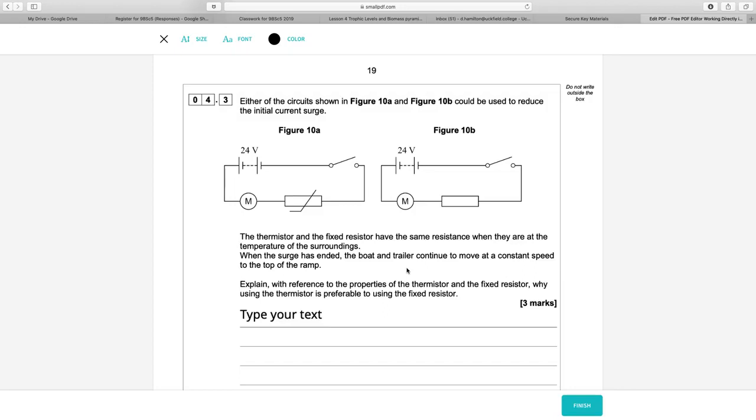You want to deal with that initial surge. So there's your answer.